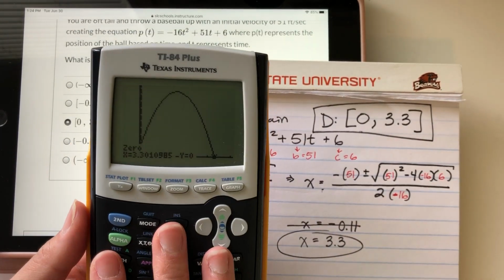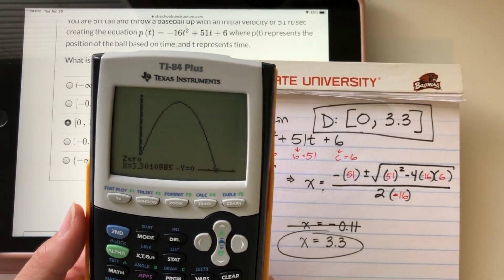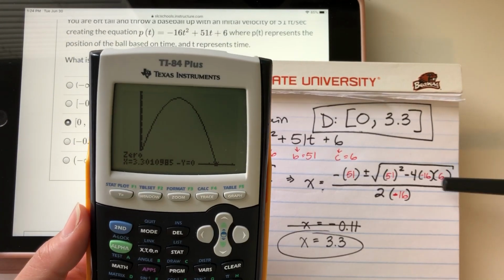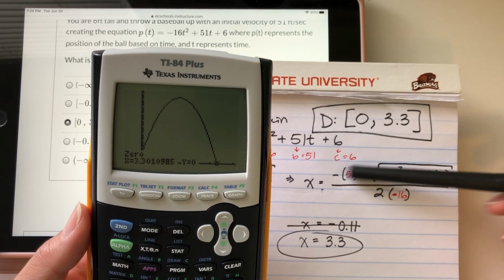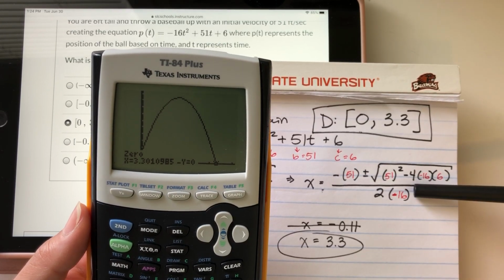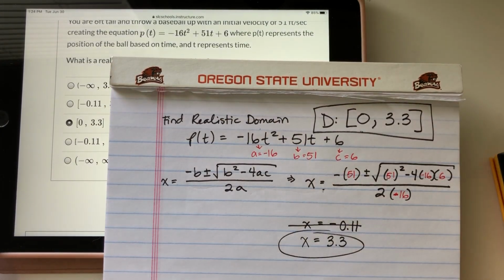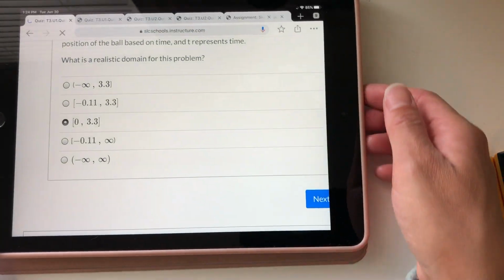With the TI-84s, I do think that process, if you don't know how to do it quickly, is kind of a little bit more complicated. So if you remember the quadratic formula and you remember how to plug it into the calculator, that actually might be kind of faster, but that's up to you. All right, so now let's move on to the next question in the quiz.